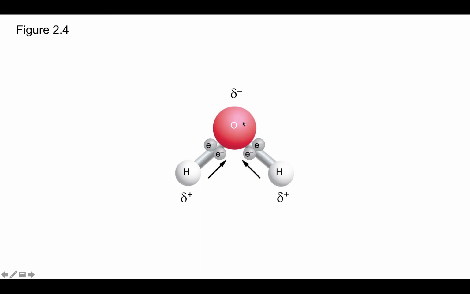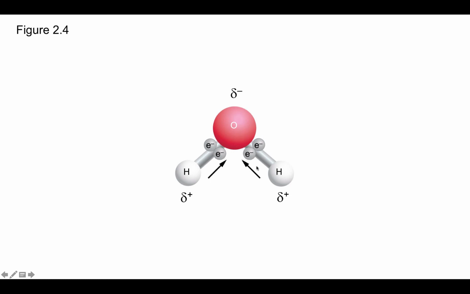Okay, so oxygen is more electronegative, meaning it has a tendency to pull electrons towards itself. So it's actually pulling those electrons somewhat away from the hydrogen atom. It's not pulling them away completely. We're not talking about formation of ions here. It's just partially pulling them towards itself.